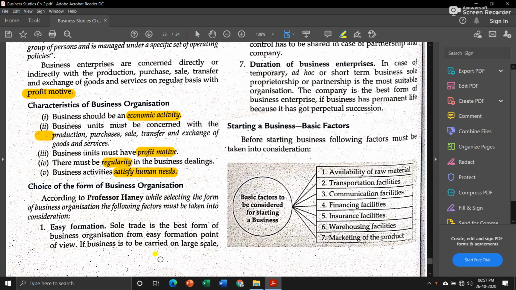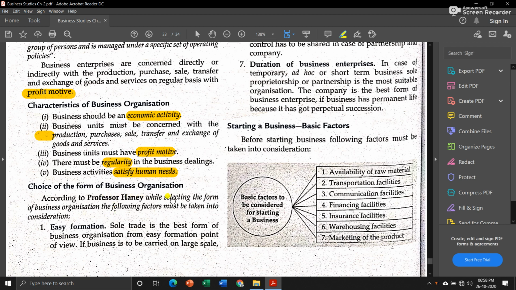Now, how are you going to choose what kind of business organization you want? Either you want to choose sole proprietorship, partnership, company, or cooperative society. Lots of options are there. So to choose a particular form of business organization, you should consider these points.